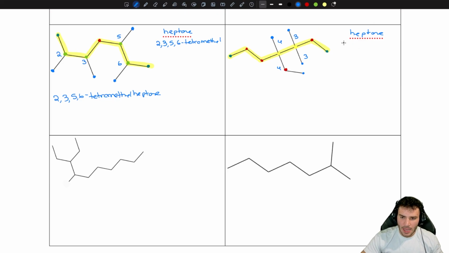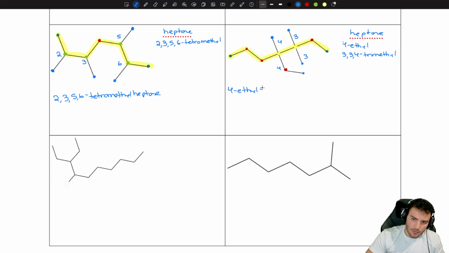Okay, meaning that we have an ethyl on the 4th position, and then we have 3, 3, 4 trimethyl. All right, and our full name should be 4-ethyl, and then 3, 3, 4 trimethylheptane.